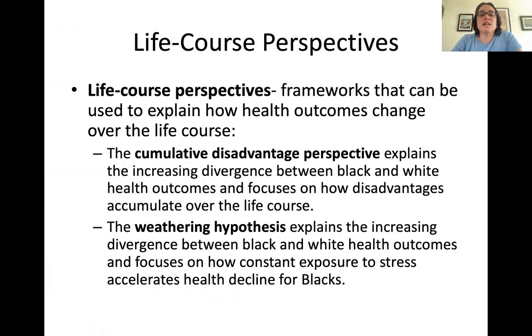The reading also talked about this idea of life course perspectives, which are frameworks that can be used to explain how health outcomes change over the life course. The cumulative disadvantage perspective explains the increasing divergence between Black and white health outcomes and focuses on how disadvantages accumulate over the life course. The weathering hypothesis explains the increasing divergence between Black and white health outcomes and focuses on how constant exposure to stress accelerates health decline for Blacks.